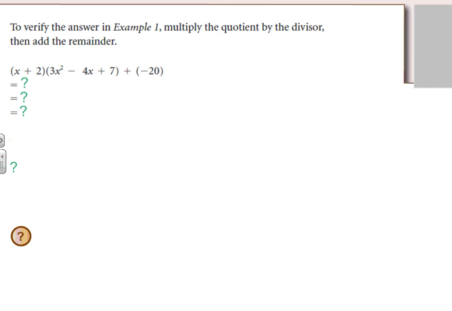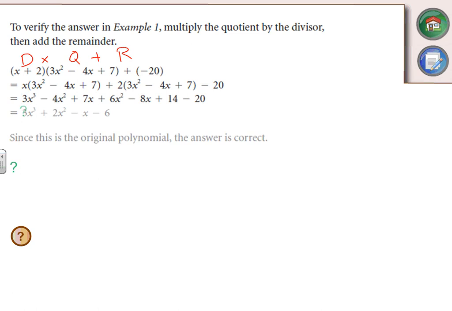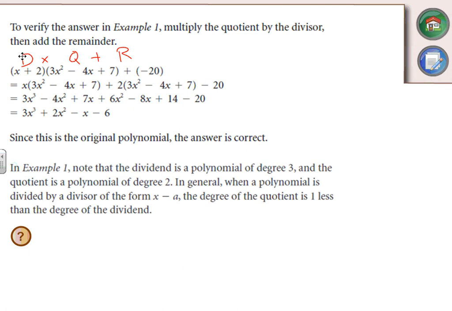And I'll remind you how to verify. In order to verify, we just multiply them up again. So you've got your divisor multiplied by the quotient plus the remainder. That's really what we've got sitting there, and just multiplying them up. You can see that in your book there, the way that they distribute. And now, since the original polynomial is what you come up with, your answer had to be correct. There's your way to check.